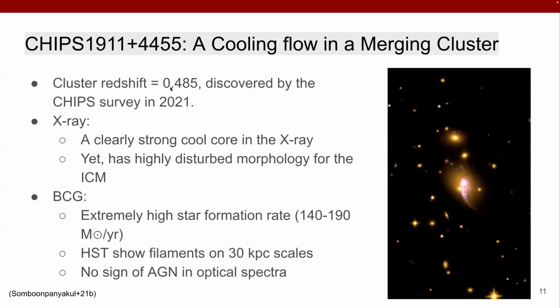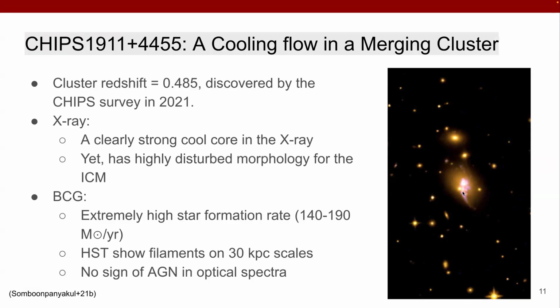The redshift of the cluster is 0.485, discovered by the CHiPS survey in 2021. I will show you the X-ray image soon. But the important thing is that the BCG also has an extremely high star formation rate of about 140 to 190 solar masses per year. Here is a Hubble image. You can also see a 30 kiloparsec filamentary structure, just like the Phoenix cluster, and it extends on both sides of the galaxy, this side and also upside here.